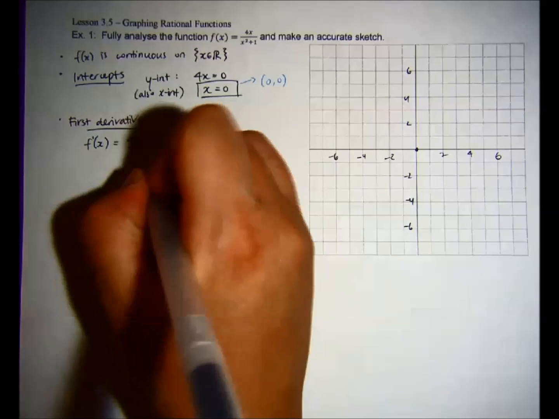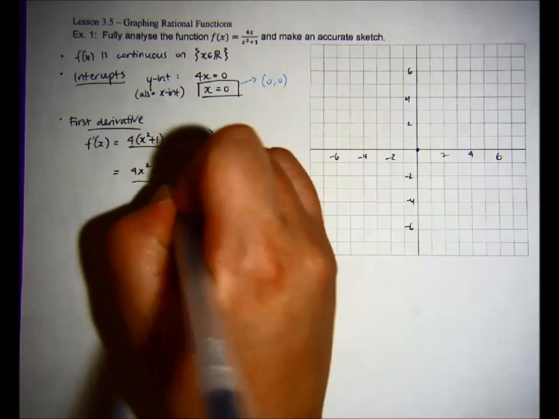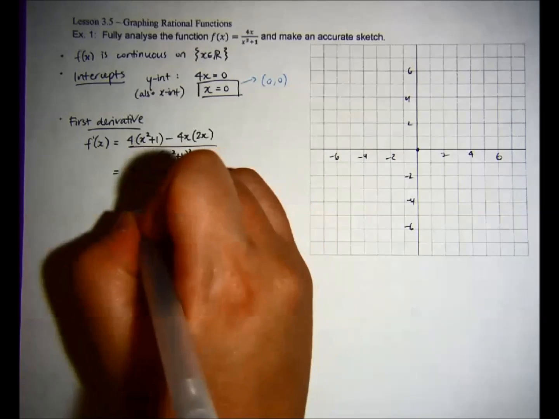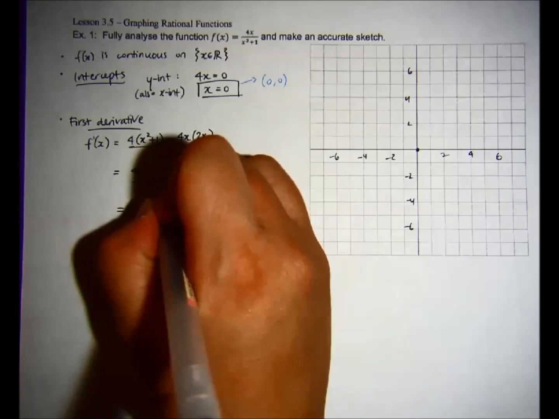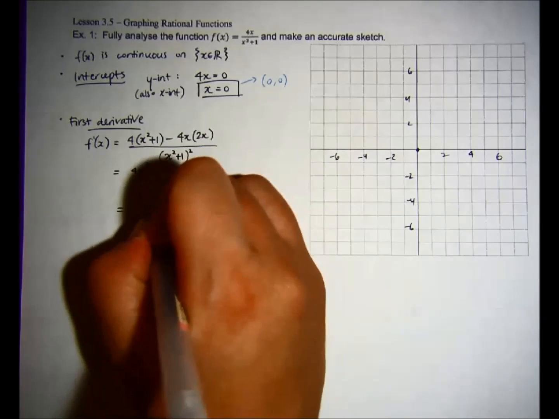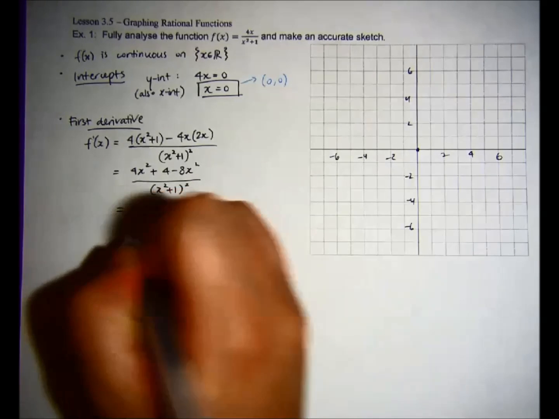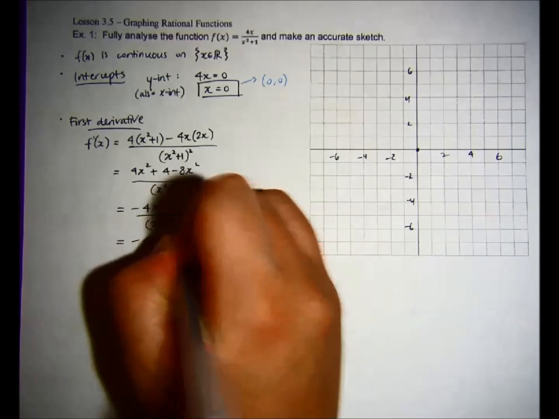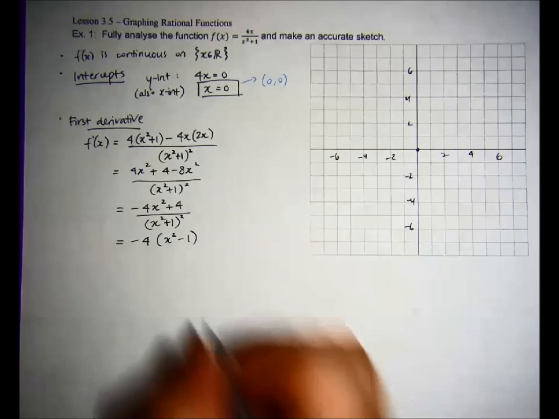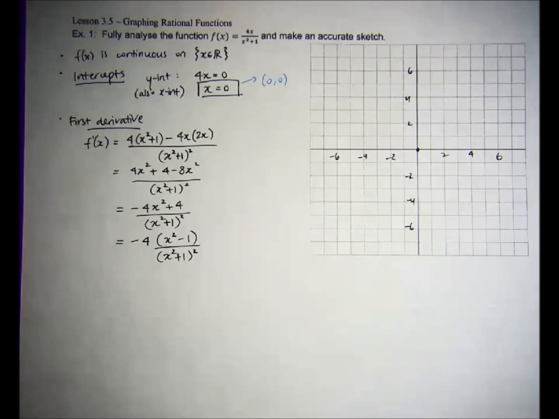Now I'm going to get 4x squared plus 4 minus 8x squared, over x squared plus 1 squared. And then I will end up with negative 4x squared plus 4, over x squared plus 1 squared. And for the purpose of finding our second derivative later on, just to make it a little bit easier on us, I'm just going to factor out that negative 4 and just leave it in this format.